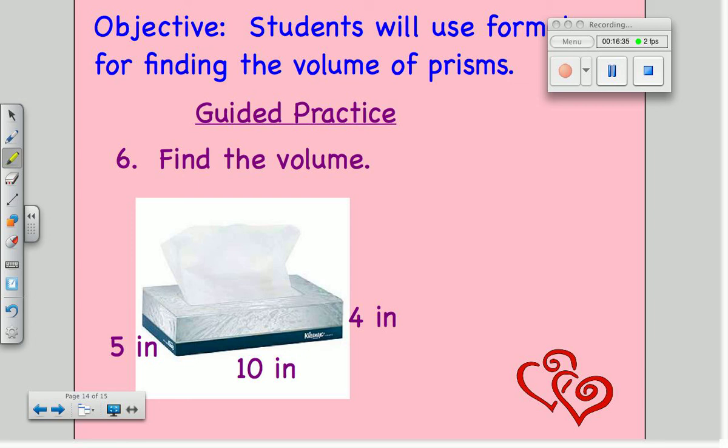This is how they know how big to make the tissue box. That's actually real, 4 inches high, 5 inches. They have taller ones too.